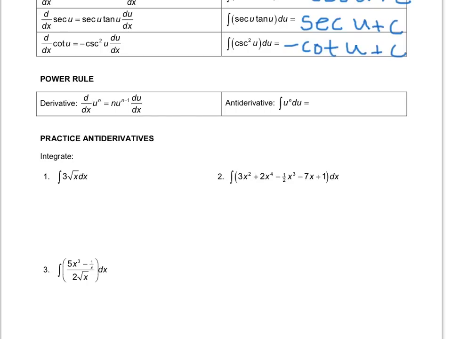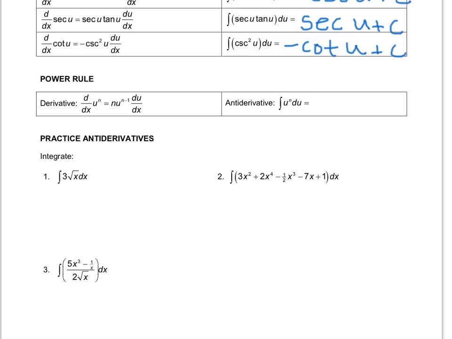For derivatives, we said that if you have a variable raised to a constant, then you could take the derivative just by bringing down the constant to the front, leave the variable alone, drop the power by 1, and then multiply by the derivative of the variable. And in this case, we're going to notice that u is our variable here, and n is the constant. So an antiderivative works in reverse.